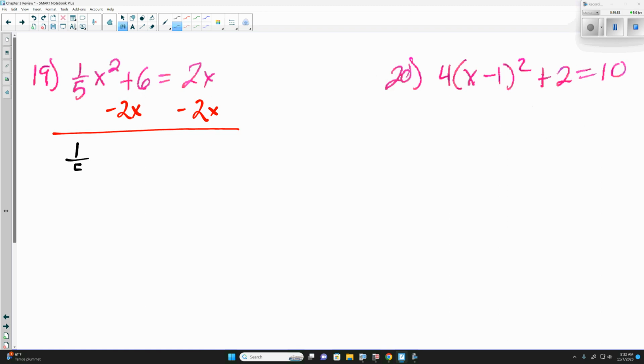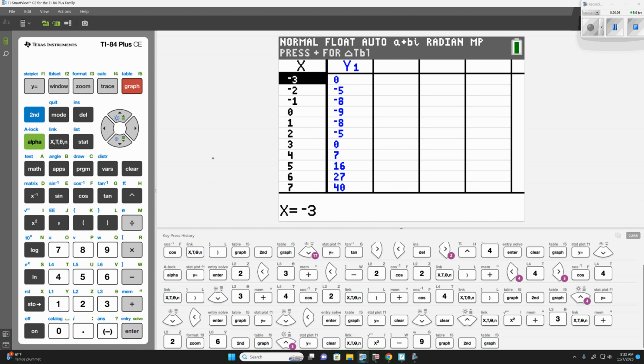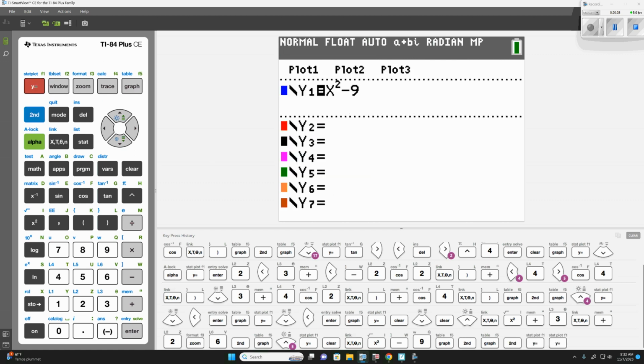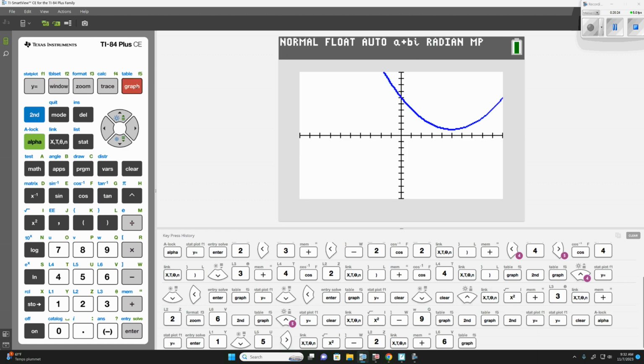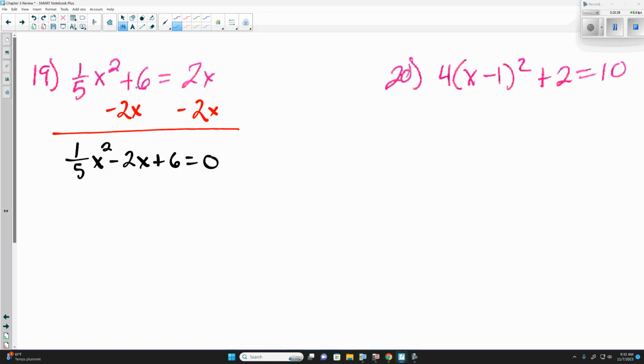Anyway about it, I'm going to get this thing equal to 0. 1/5 x squared minus 2x plus 6 equals 0. Since it doesn't tell me how I need to solve it, I normally stick with graphing. X squared is minus 2x plus 6. Graph. Well, it doesn't cross the x-axis.